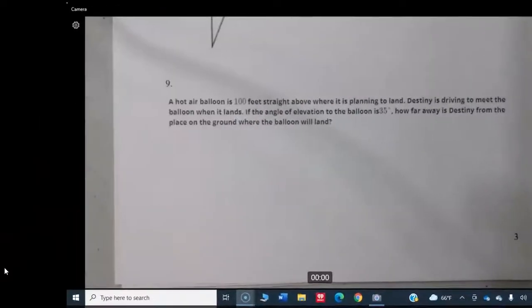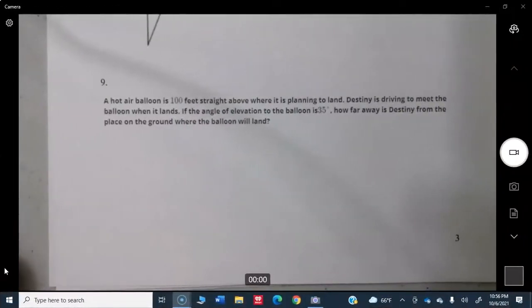Okay, we're going to finish up this assignment with 3 word problems. So number 9, a hot air balloon is 100 feet straight above where it is planning to land. Destiny is driving to meet the balloon when it lands. If the angle of elevation to the balloon is 35 degrees, from where she is at that time, how far away is Destiny from the place on the ground where the balloon will land?